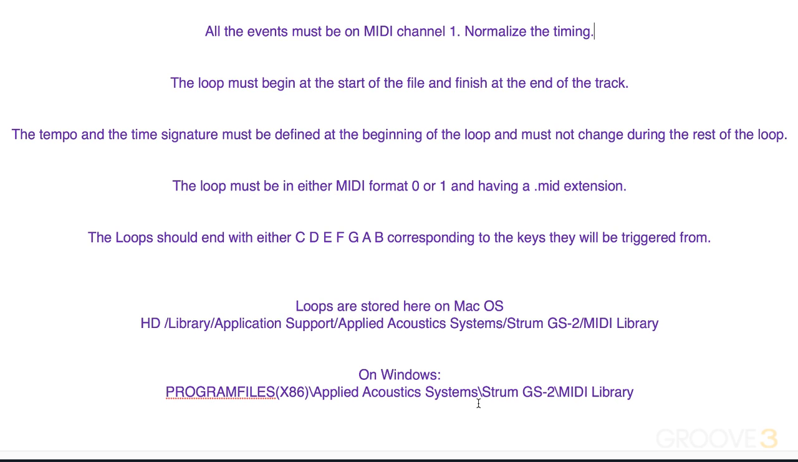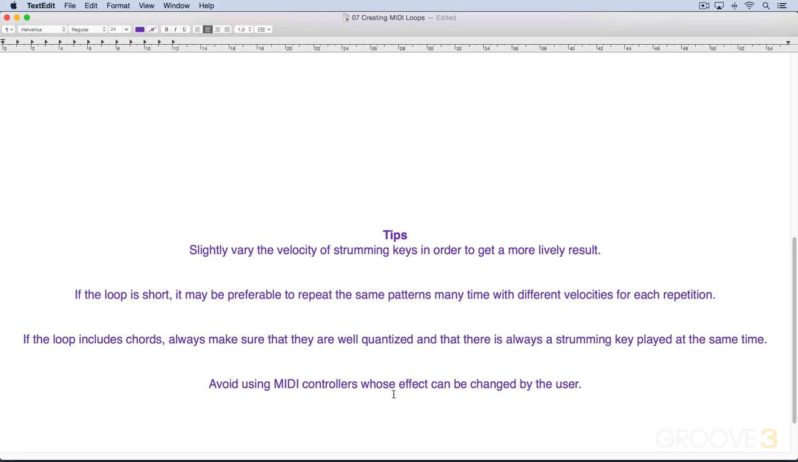Now, a couple of tips for getting the most out of these MIDI files. You can slightly vary the velocities of the strumming keys in order to get more of a lively result and more variation. If the loop is short, mine were 8 bars, but if they're short, it might be preferable to repeat some of the same patterns many times with different velocities for each repetition. So if you have a short loop, just export it several times with different velocities. And if it includes chords, make sure that they're all quantized so that there's always a strumming key played at the same time. And avoid using MIDI controllers that can be changed by the user, things like pitch bend or mod wheel. We'll continue with more in the next video.